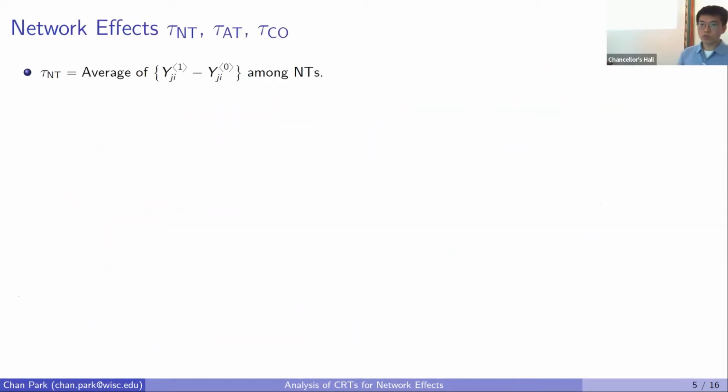And as I mentioned, we are going to focus on three network effects: the effect among never takers, always takers, and compliers. So I'm going to illustrate using only the effect among never takers, which is the average of the difference between two potential outcomes only among never takers.